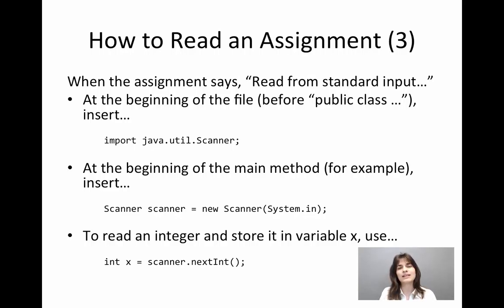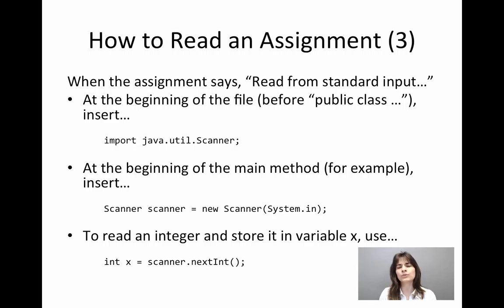Finally, if the assignment says read something from standard input, what do you need to do? We have shown examples where we are reading from the standard input using the Scanner class. In order to be able to use the Scanner class, at the very top of our file, we need to import the path where the compiler will be able to find the Scanner class. Then, where we need to use it, for example, inside the main method, the very beginning, we're going to create a Scanner object and assign it to a particular variable, again of type Scanner.